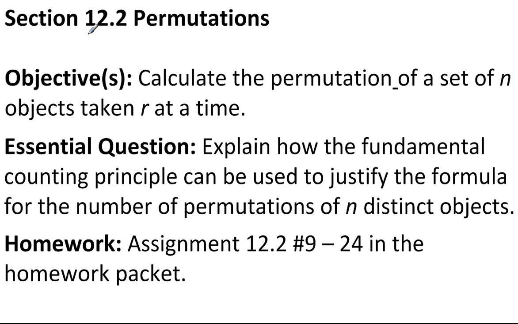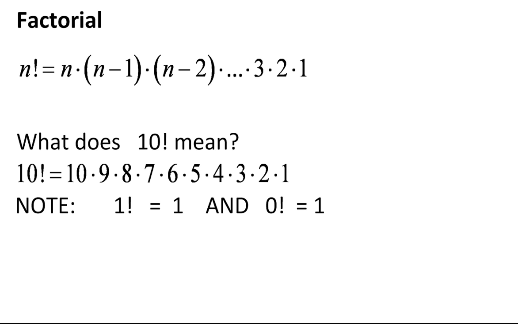What's up? 12.2. We're doing permutations today. Permutations involve stuff called factorials. Factorials are when you put an exclamation point after a number. And what it means is you take that number and you multiply it by all the other numbers down below it. So 10 factorial does not mean 10, like you're really excited or something. It's 10 times 9 times 8 times 7, 6, 5, 4, 3, 2, 1.